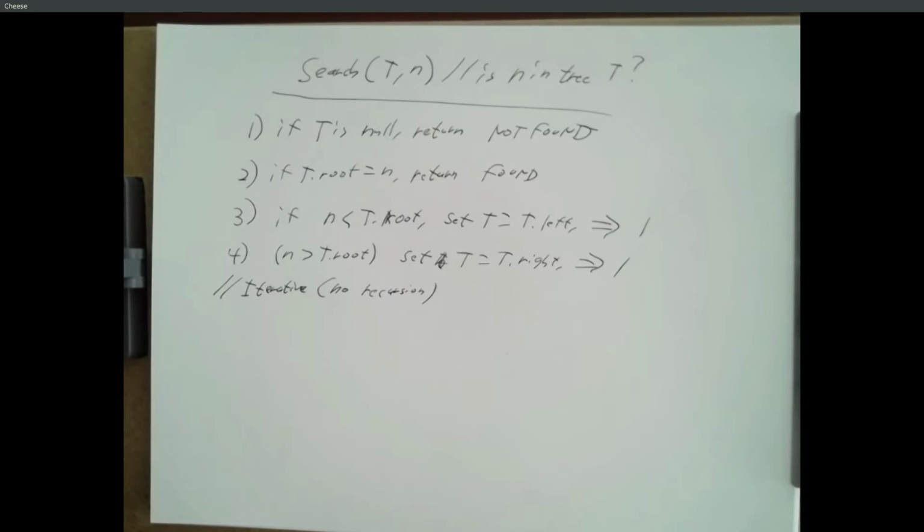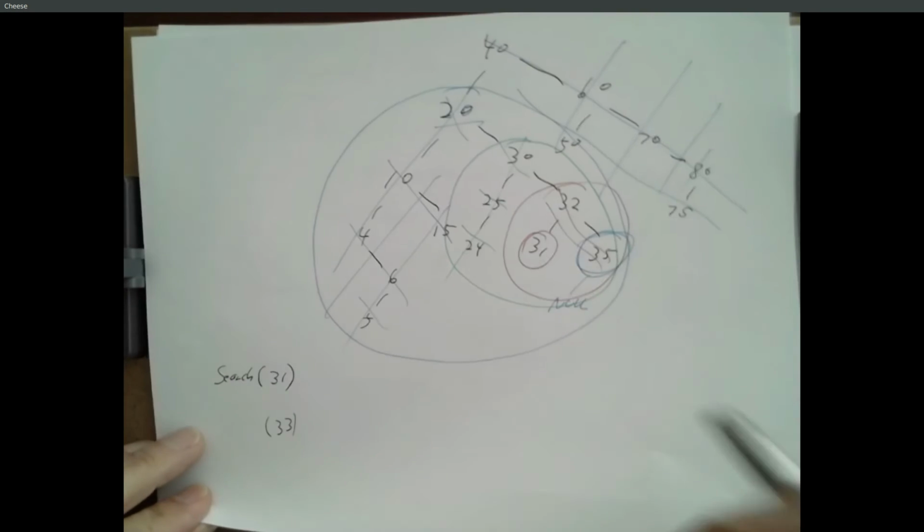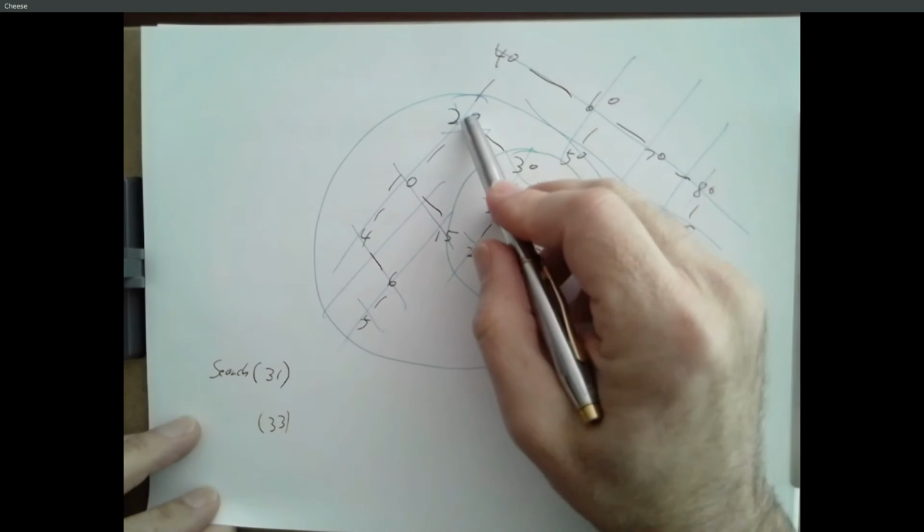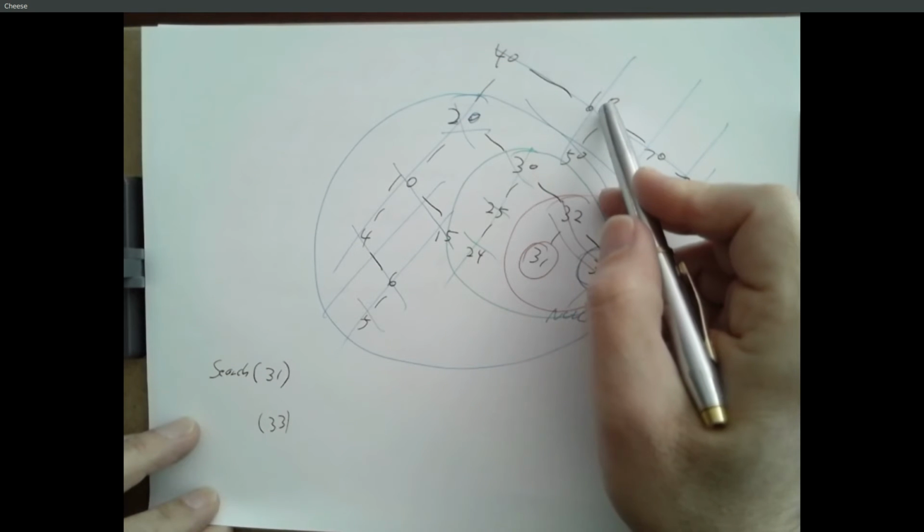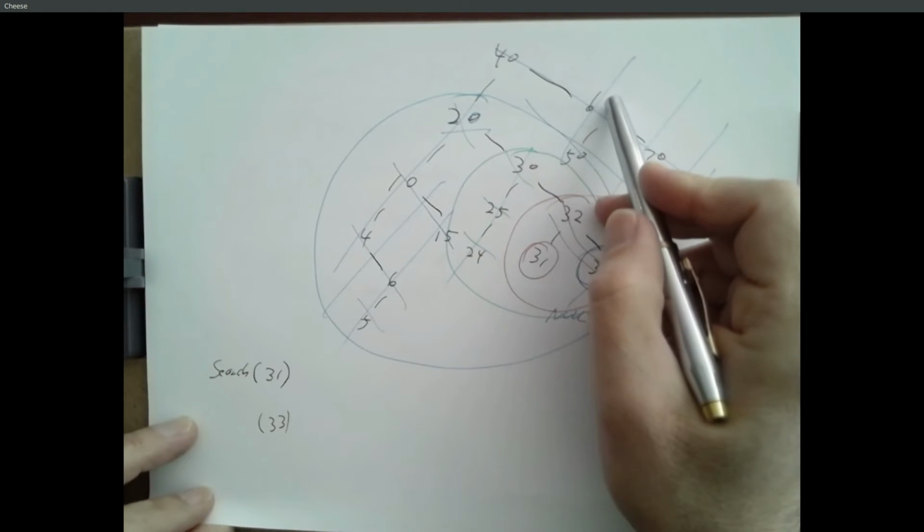So no recursion in there. And it's a nice iterative solution in this case because at each point we're making a single decision. Should we move to the left or to the right? And we never have to go back and make a different decision.